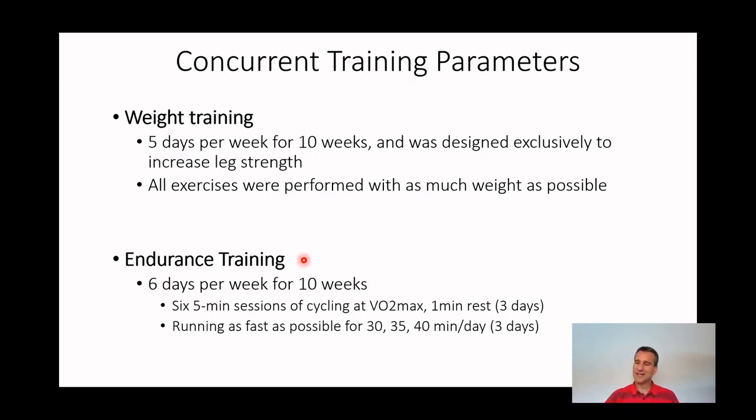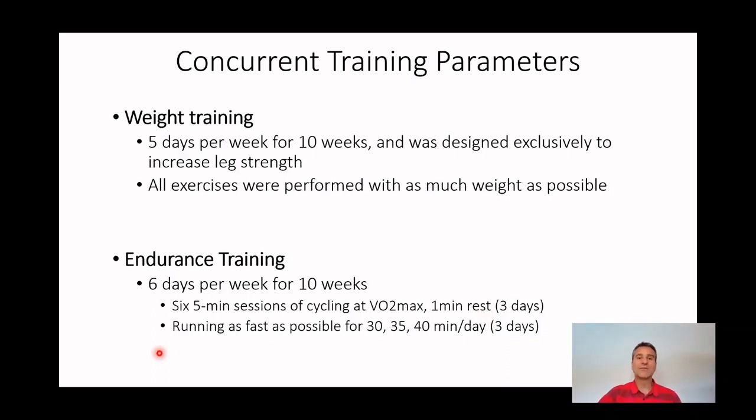His endurance training isn't, go out and just go around and do some. His endurance training was 6 days a week for 10 weeks. On 3 days a week, he did 5 minutes at VO2 max, 1 minute of rest, and he did that 6 times. So 5 minutes at VO2 max, 1 minute of rest, 5 minutes of VO2 max, 1 minute of rest. Did that 6 times, and that's that.